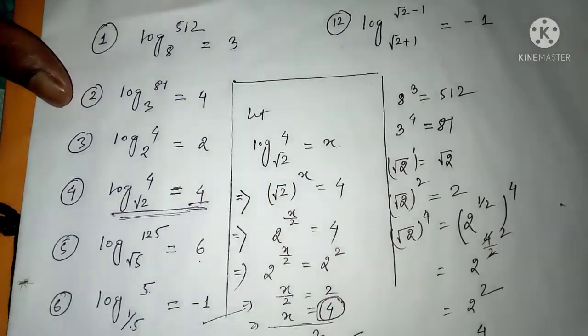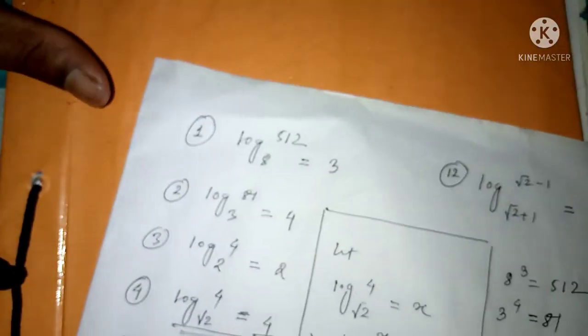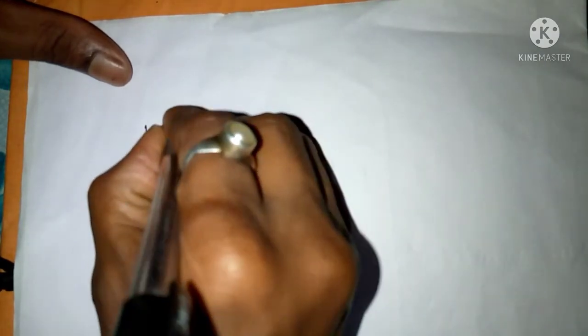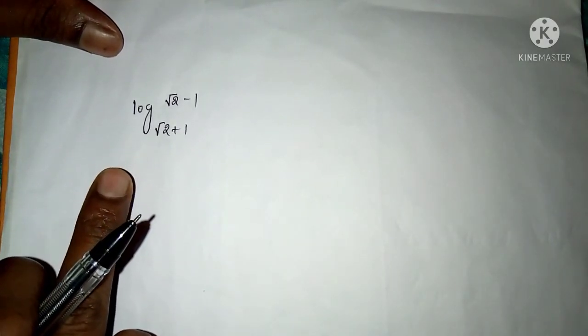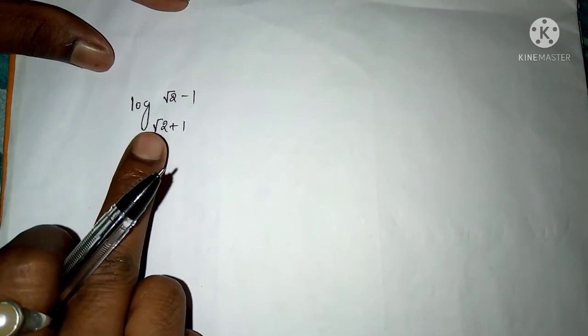Okay, so you see here, the question is log of root 2 plus 1, base root 2 minus 1. See, these examples are taken from outer sources. These examples are not from your book. I took them from somewhere just to make you understand. So very simple, this is the question you are asked to evaluate.